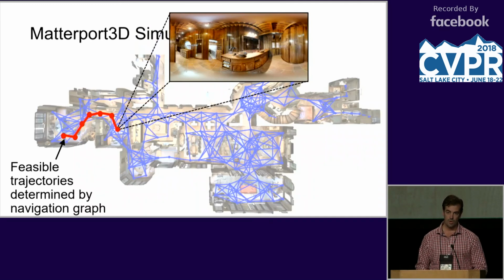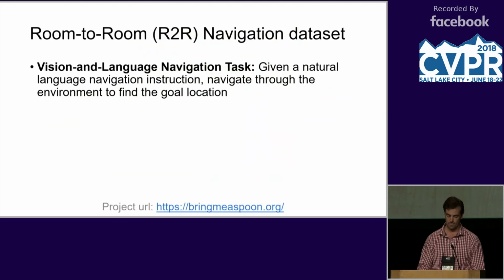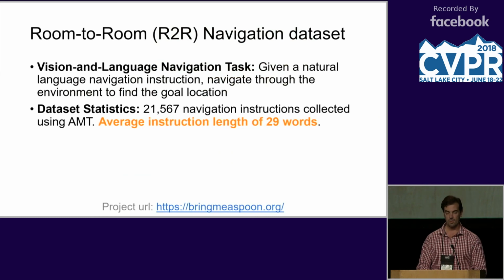This particular approach discretizes the agent's navigation options, similarly to a grid world, but has the advantage that the agent will always observe real natural images. So using this simulator, we propose the vision and language navigation task. Given a natural language instruction, this requires an agent to navigate through a real environment to find the goal location.